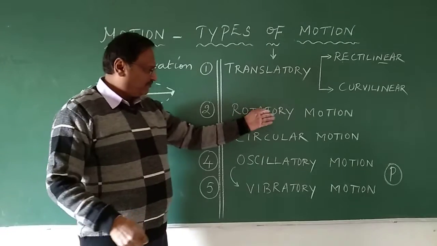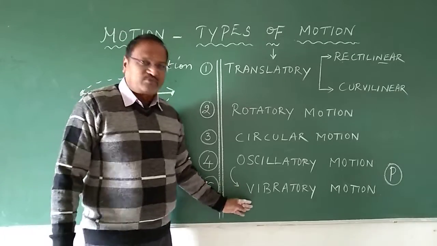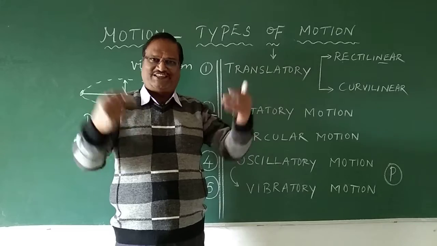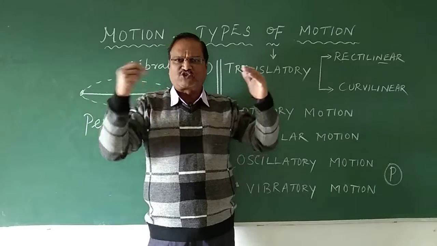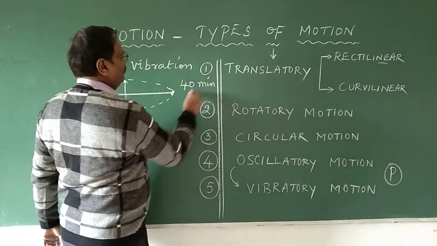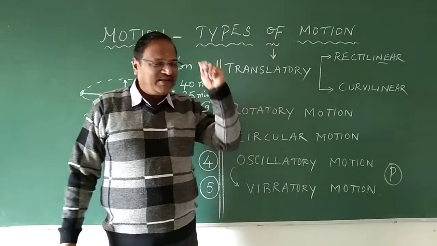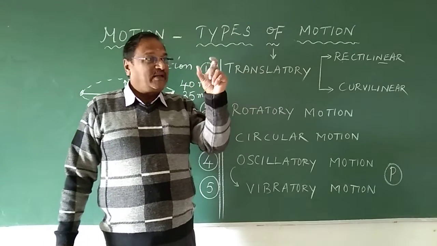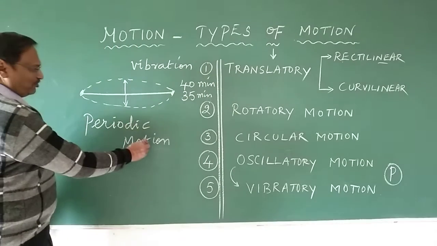It can be rotatory motion, circular motion, oscillatory motion, or vibratory motion, but it should repeat itself regularly. Periodic. What do you mean by one period? In some schools, one period will be 40 minutes, and in some schools, one period will be 35 minutes. Every 35 minutes or every 40 minutes, a bell is rung. So, in a particular time period, and that is called periodic motion.